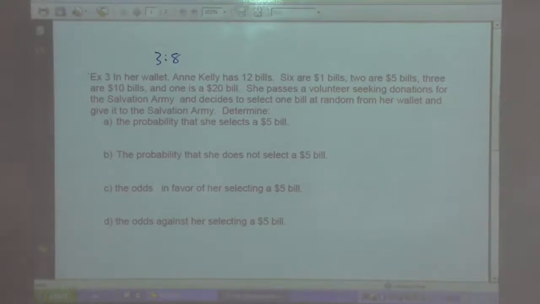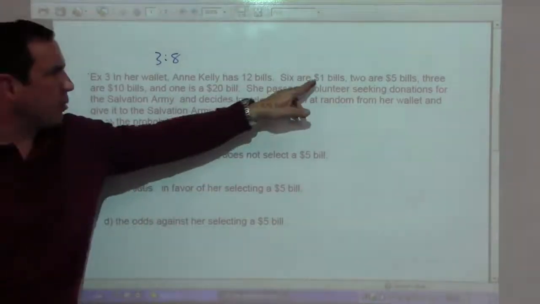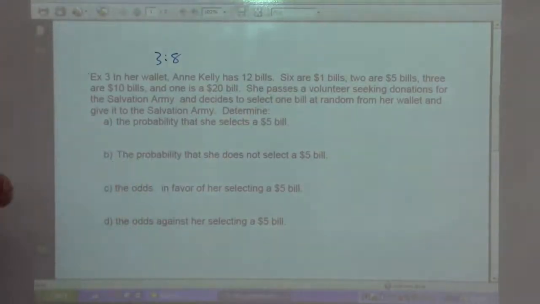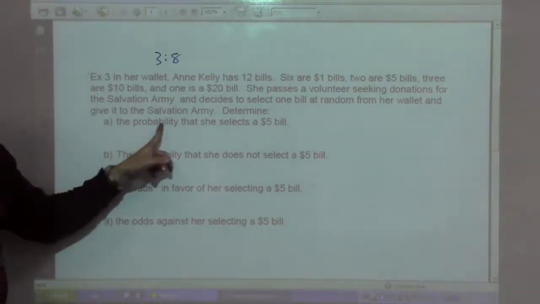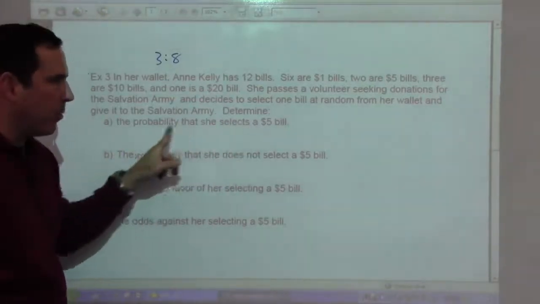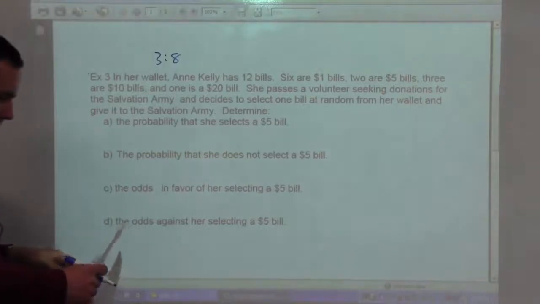In her wallet, Ann Kelly has 12 bills. 6 are $1 bills, 2 are $5 bills, 3 are $10 bills, and 1 is a $20 bill. She passes a volunteer seeking donations for the Salvation Army and decides to select one bill at random from her wallet and give it to the Salvation Army. Determine the probability, this is different than odds, probability that she selects a $5 bill.